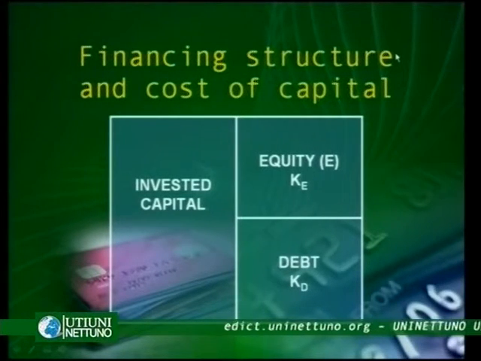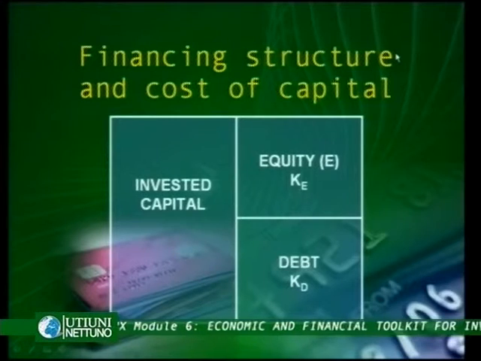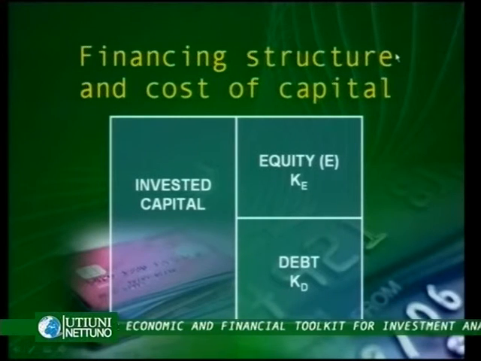Now, we have already dealt with this problem. Equity and debt bear a different level of risk, and therefore have different expected returns. The fact that equity investors and debt investors have different expected returns also means that they have different costs of capital for the firm. In this slide, you can see that we define KE as the cost of equity and KD as the cost of debt.